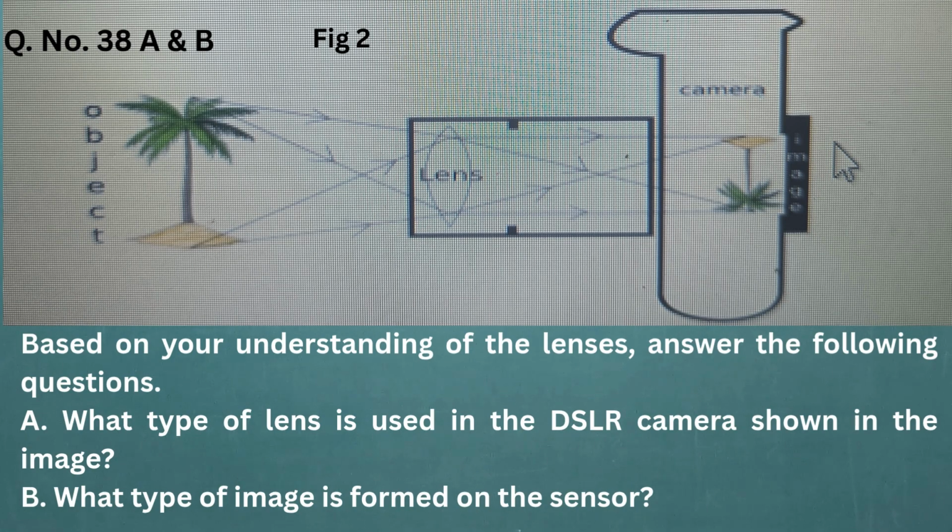A. What type of lens is used in the DSLR camera shown in the image? B. What type of image is formed on the sensor?